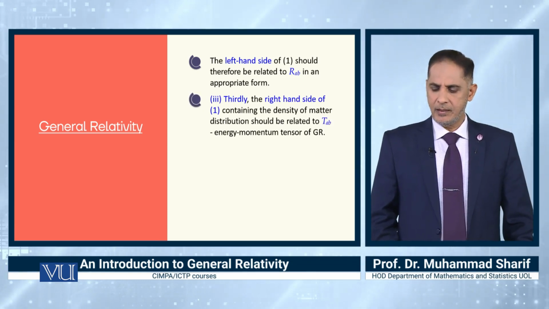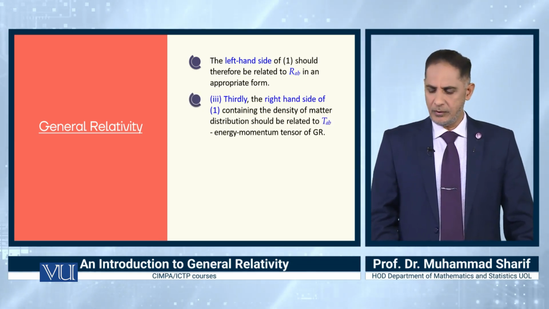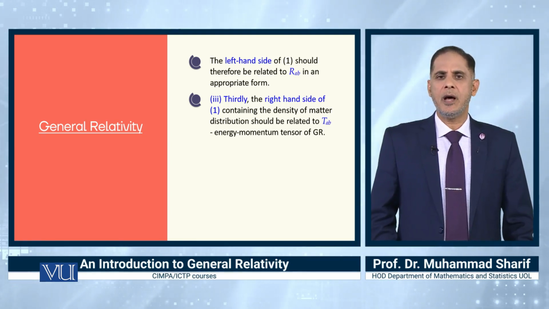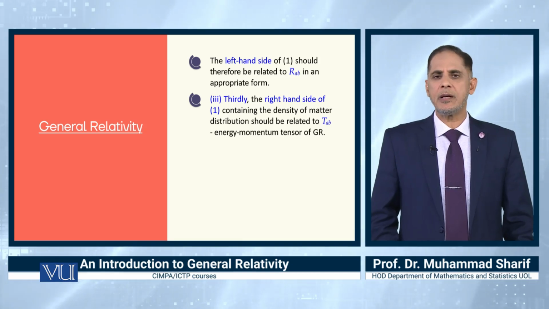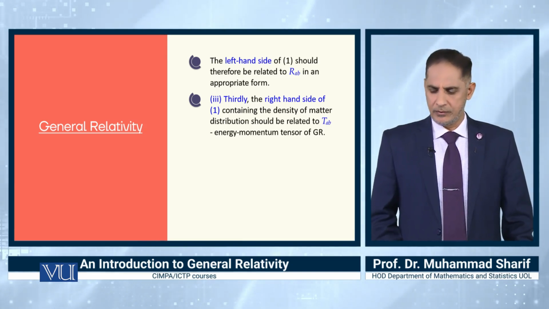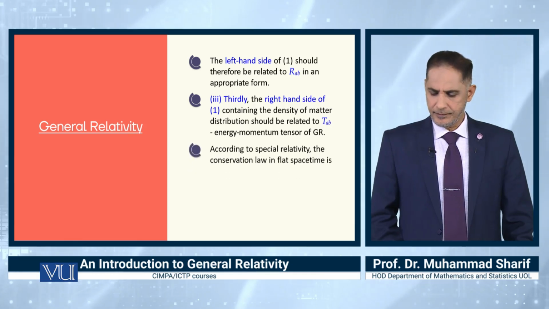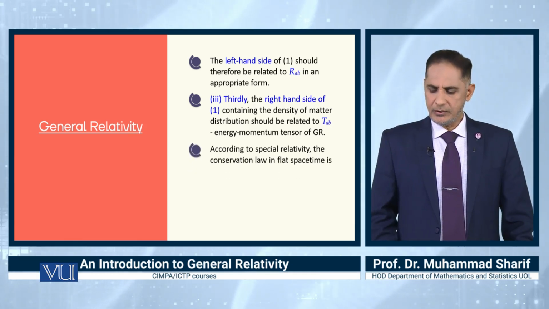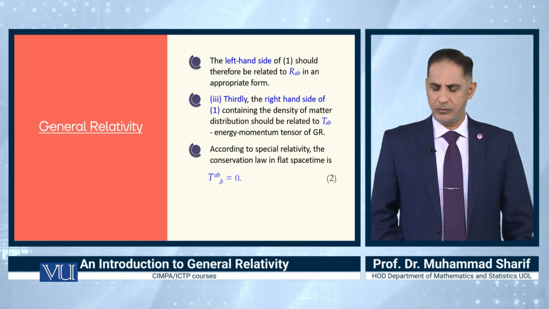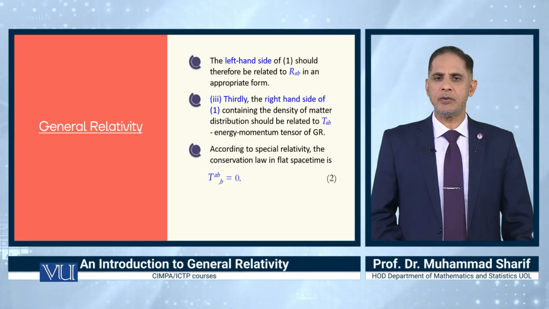And thirdly, we consider the right hand side. We have seen in Poisson equation the right hand side is 4 pi g rho. So, 4 pi g is constant and rho is the physical quantity. So, it must relate in the new formulation to the energy momentum tensor for a fluid. So, according to special theory of relativity, the conservation law in flat space time is given as follows. We have just seen in previous slides.